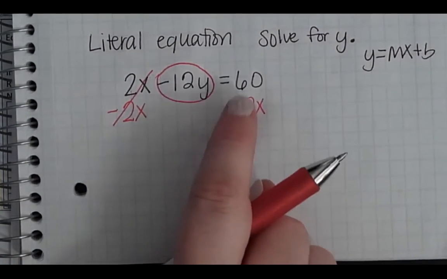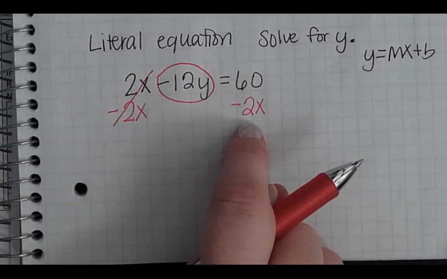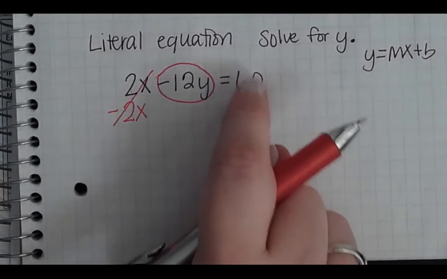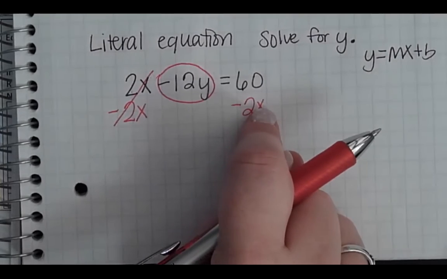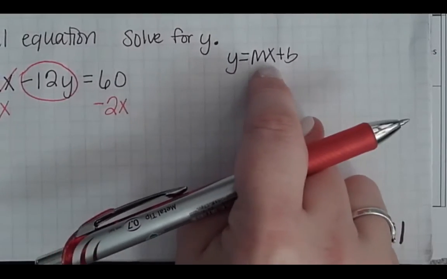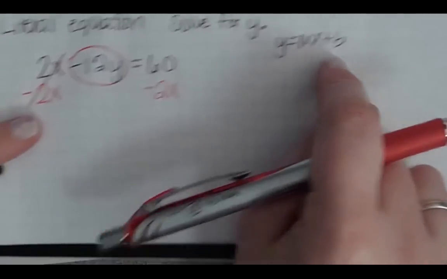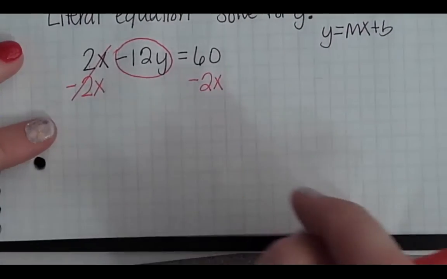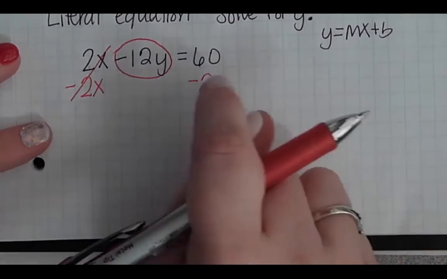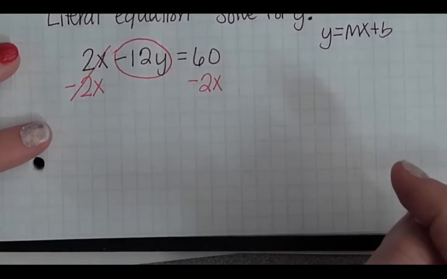Can I subtract 60 and 2x? No. Would it make it 58? No, they do not both have an x, so they're not like terms. If we're trying to get it in the form mx plus b, which term would I write first? The 2x or the 60?